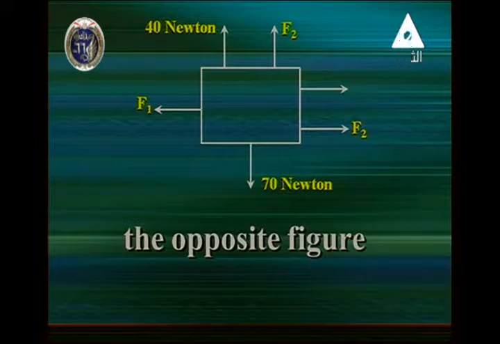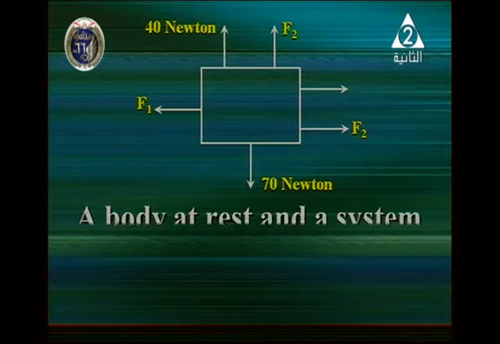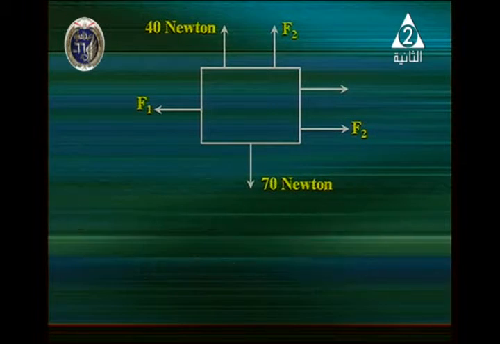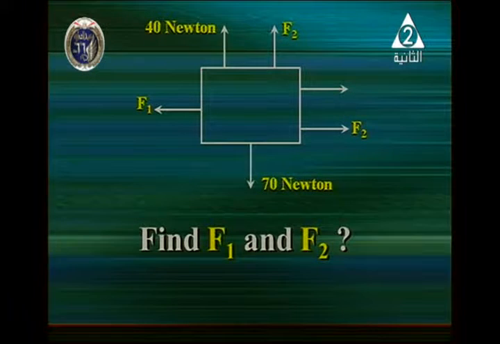Example: look at the opposite figure, we have a body. The first, we know the body is at rest and a system of forces acts on it. In the opposite figure, we have unknown forces acting on the body at rest. We find the value of the first force and the second force.